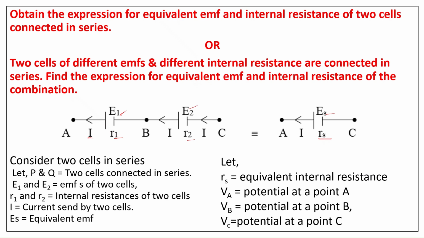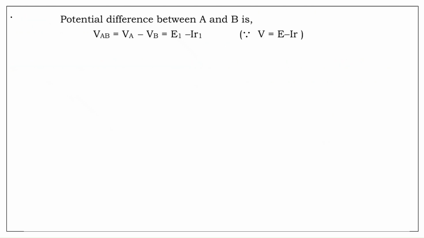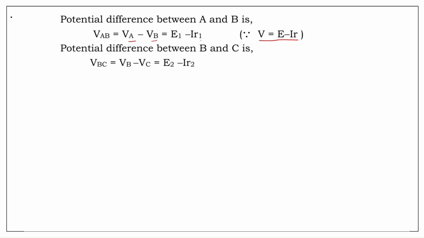VA is equal to potential at point A. VB is equal to potential at point B. VC is equal to potential at point C. Potential difference between A and B is VAB is equal to VA minus VB, is equal to E1 minus I R1, because V is equal to E minus IR. Potential difference between B and C is VBC is equal to VB minus VC is equal to E2 minus I R2.